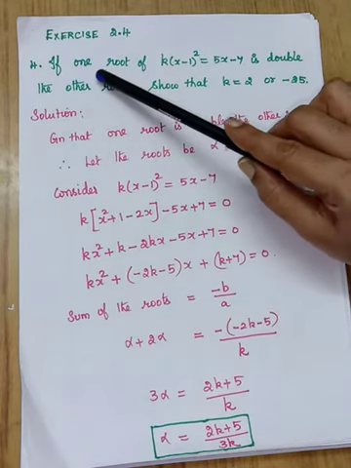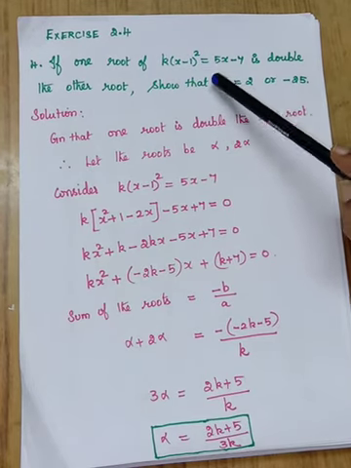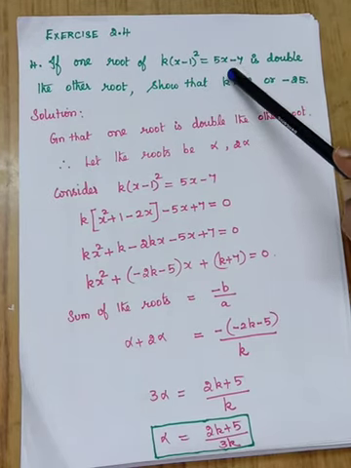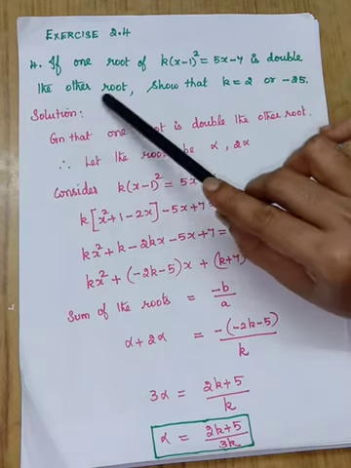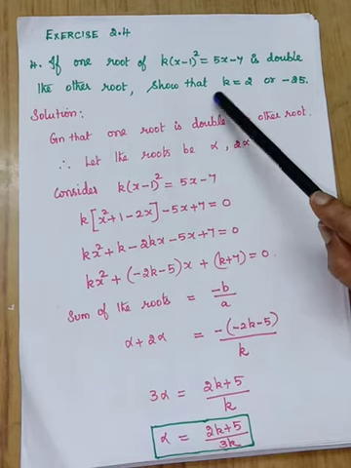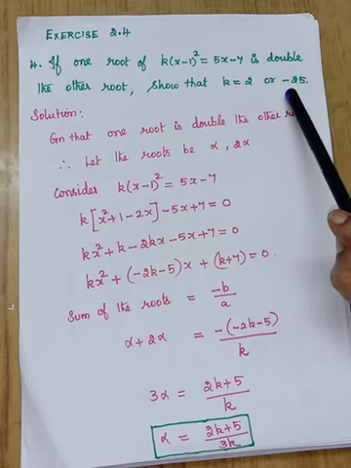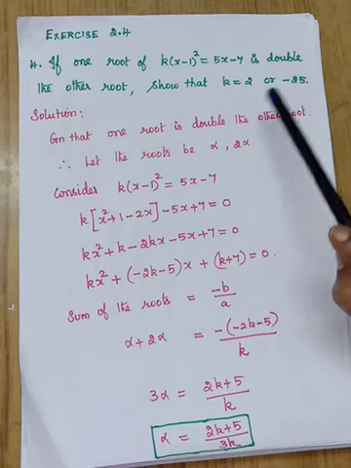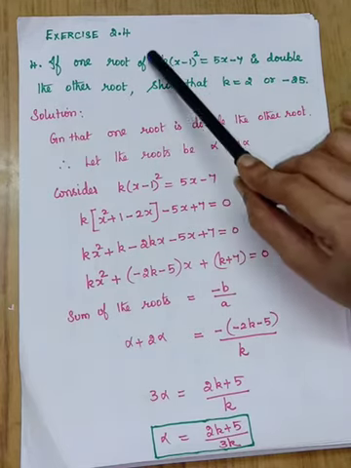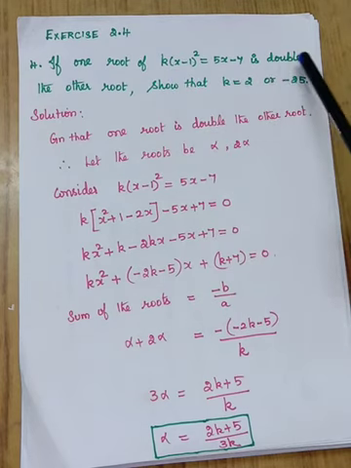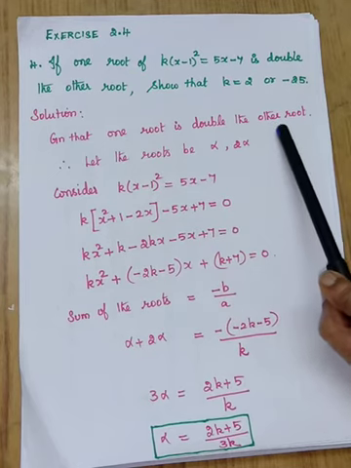Exercise 2.4, problem number 4. If one root of k(x − 1)² = 5x − 7 is double the other root, show that k = 2 or k = −25. Okay, so what is given? One root of this equation is double the other root. So this is the given result.